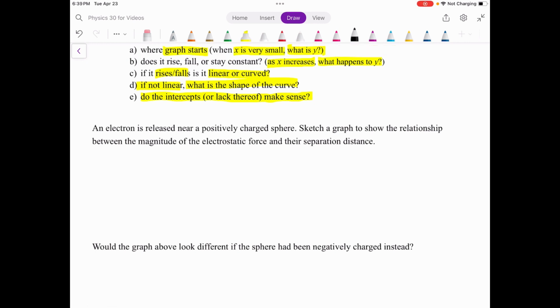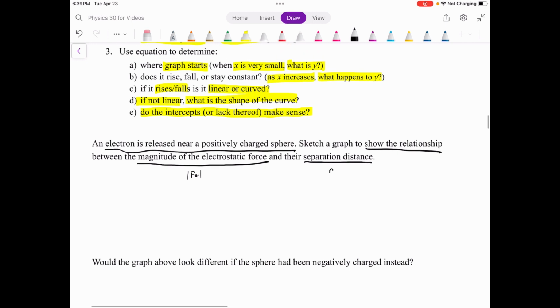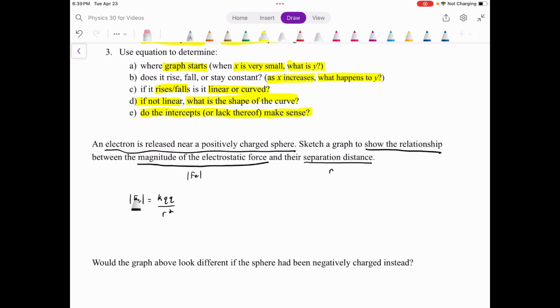So an electron is released near a positively charged sphere. Great. They want us to sketch a graph to show the relationship between the magnitude of the electrostatic force and their separation distance. So that's what we would typically call r, right? So it's saying, how does the electrostatic force depend on how far apart these objects are? So first things first, what equation governs this? What equation relates these two things? Well, there's only one equation for this. It's Coulomb's law, okay?